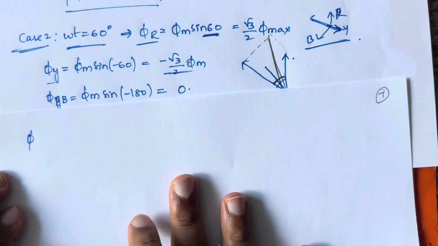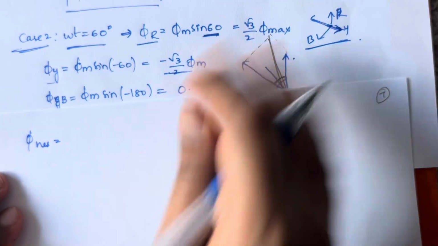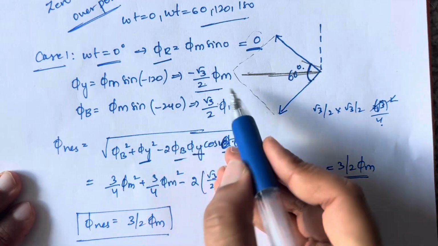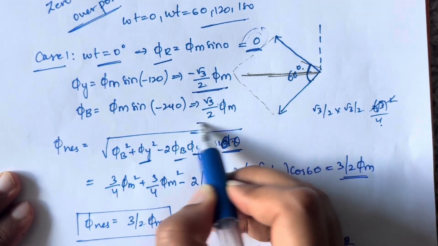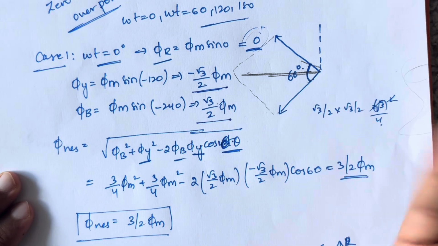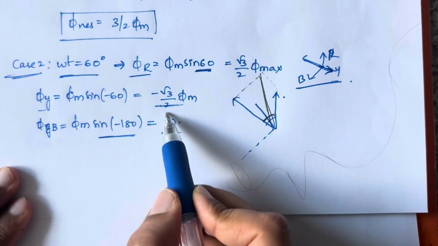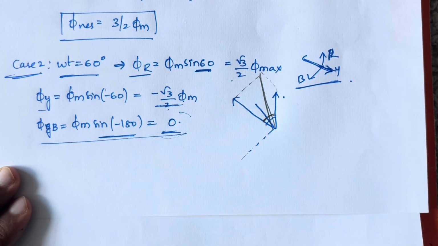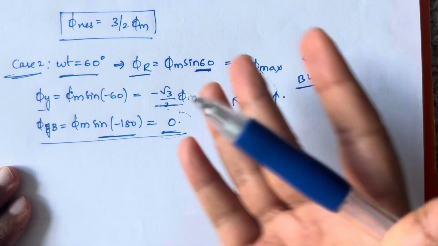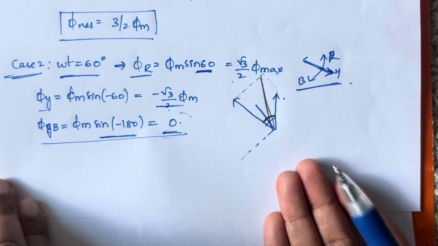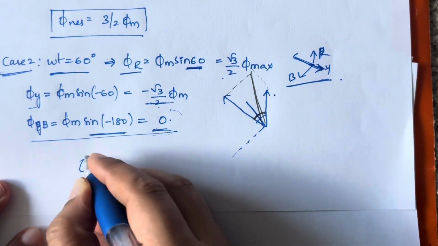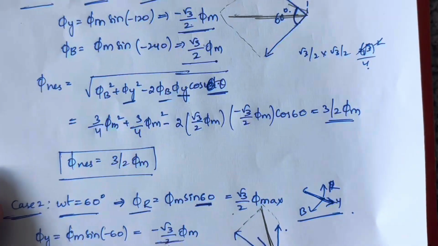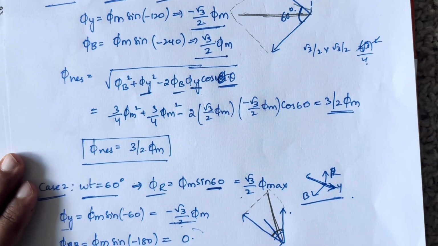Before calculating the resultant, let's do one thing. In case 1, you have one 0 component, one negative 3 by 2 phi m, one positive 3 by 2 phi m, and the angle is 60. Here also the same thing: one negative component, one positive component, one 0 component, which you're not even considering, and the angle is also 60. Everything is the same, so your phi resultant will again be 3 by 2 phi m only, because the same scenario is repeating in case 1 and case 2.